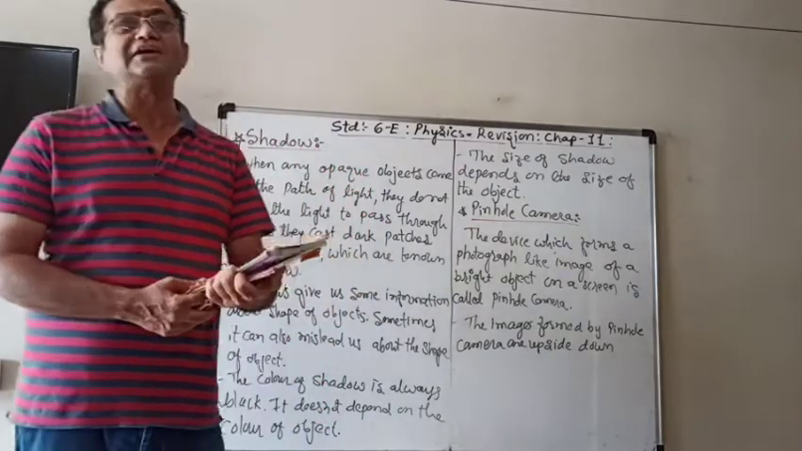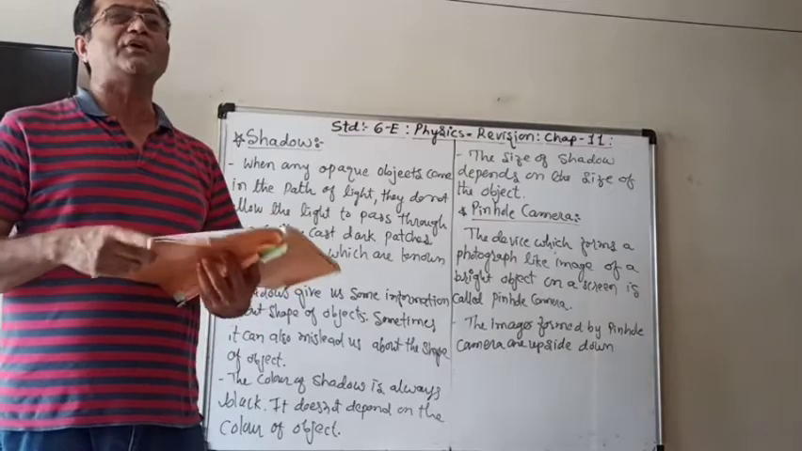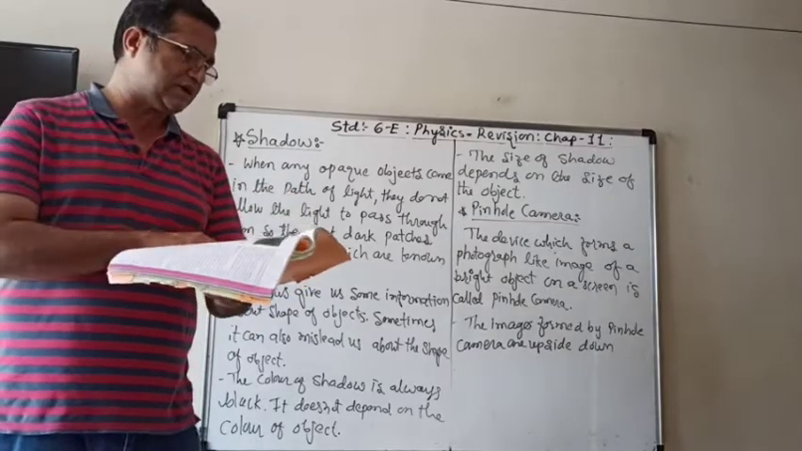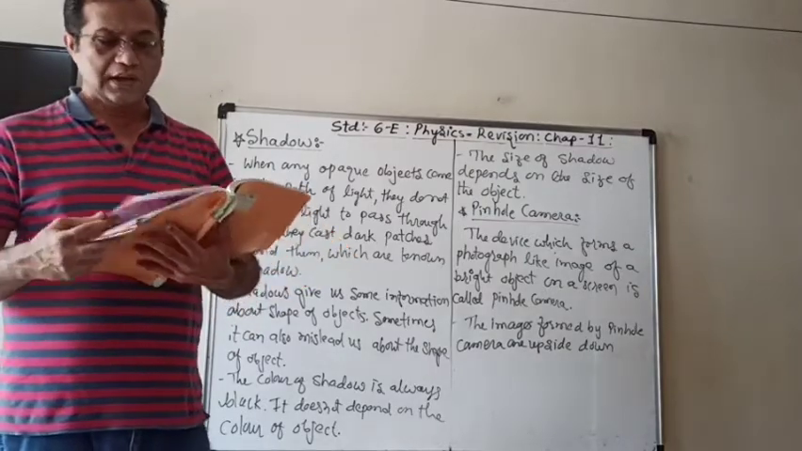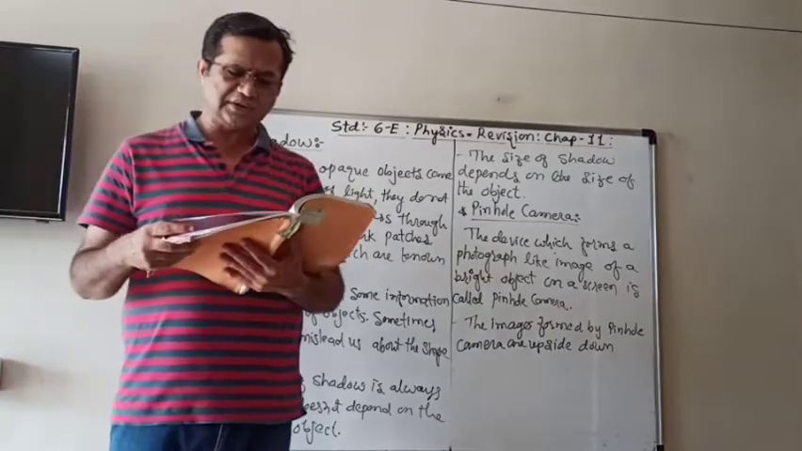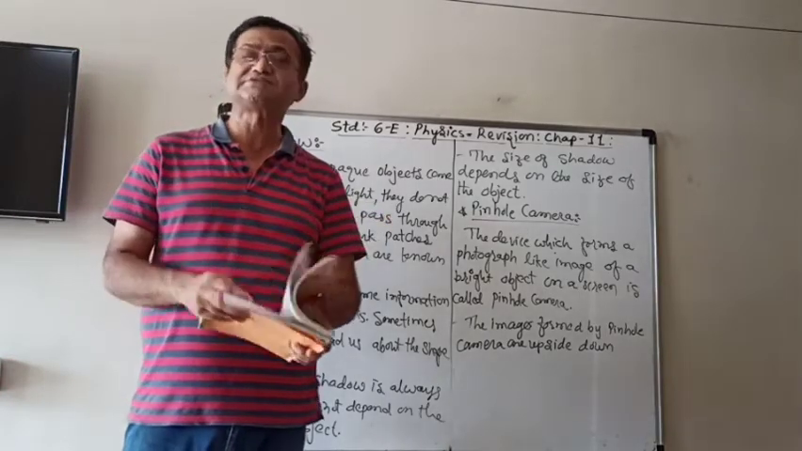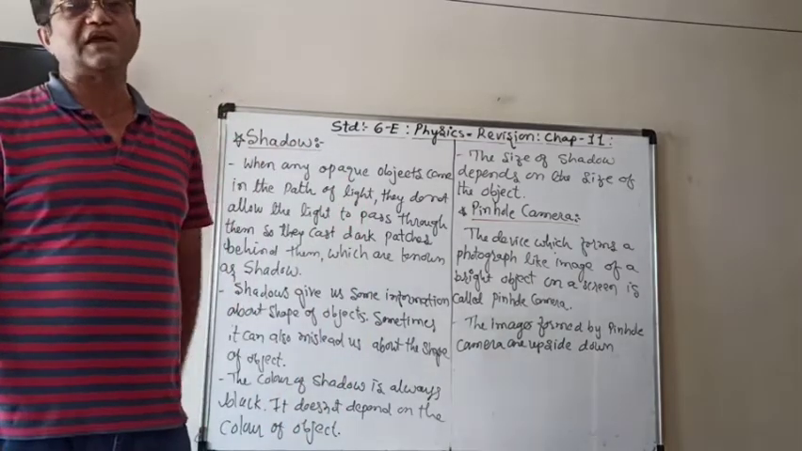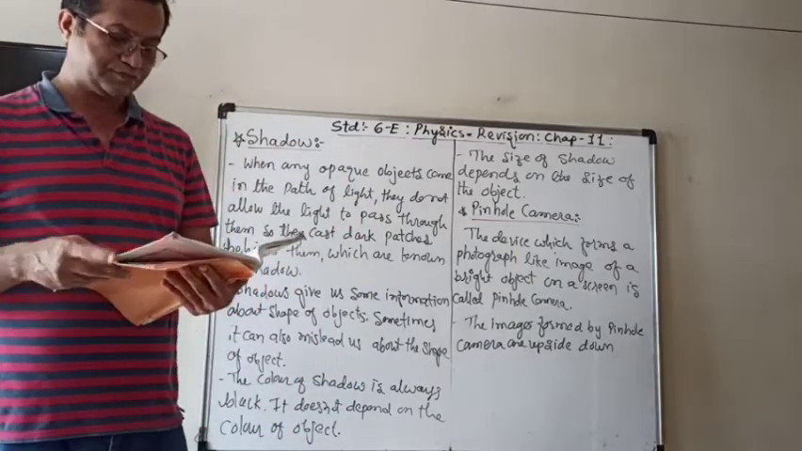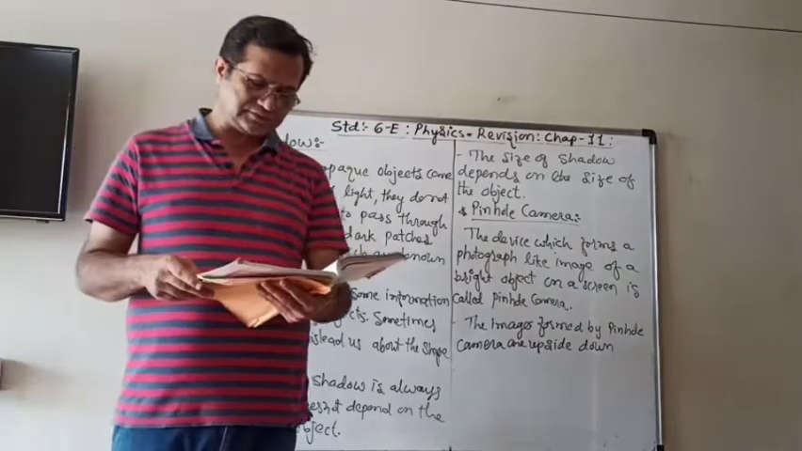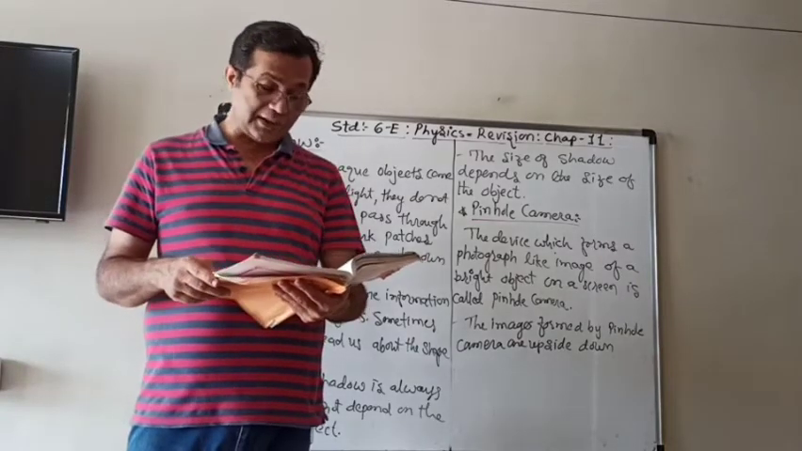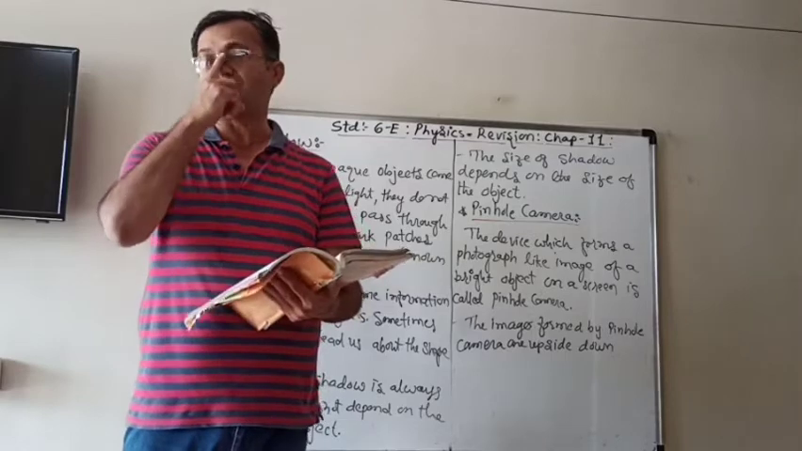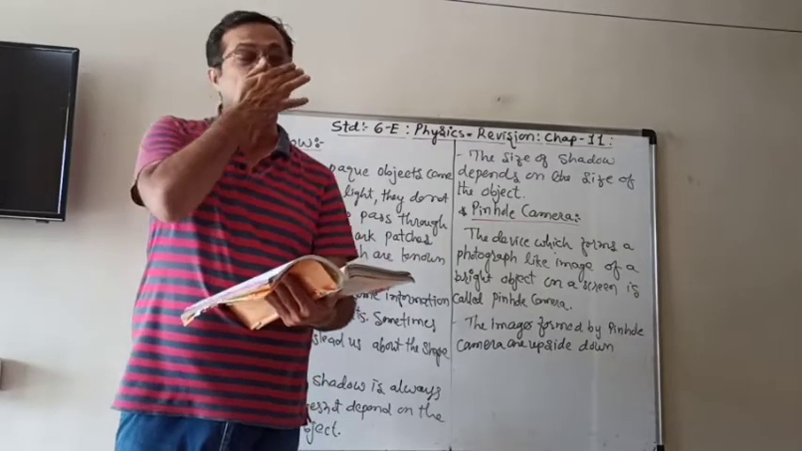As we know, light is a very important thing in our life, because without light, if it is completely dark, we cannot see anything around us. So when there is light, we are able to see the objects and beautiful things around us.